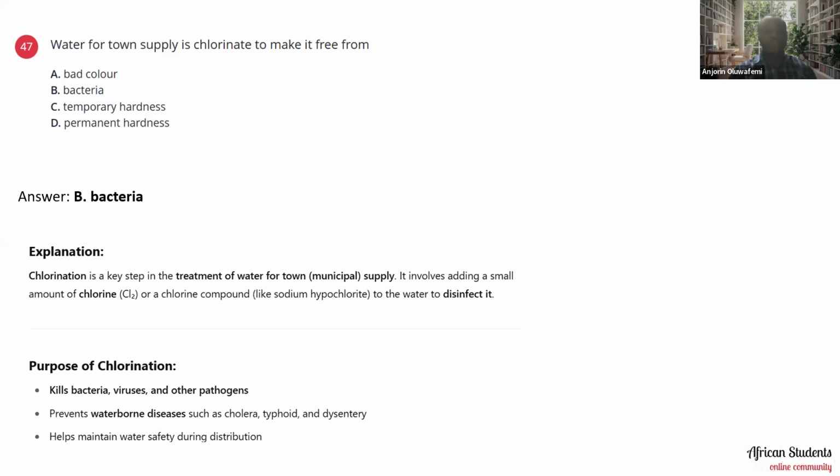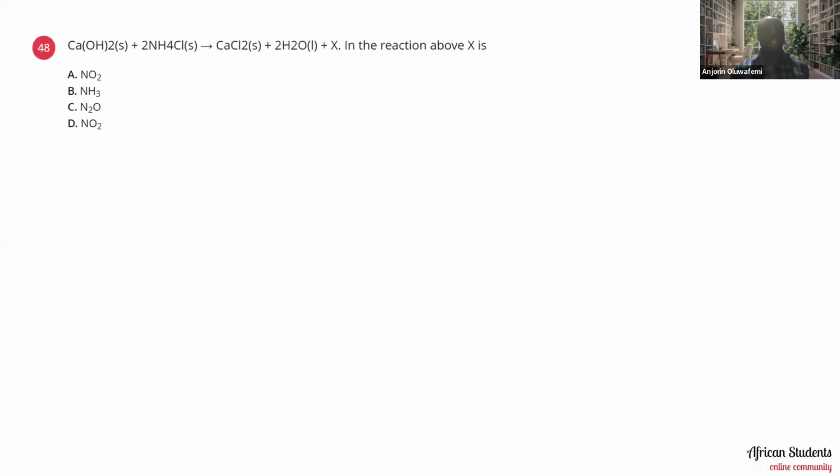It involves adding a small amount of chlorine or a chlorine compound like sodium hypochlorite to water to disinfect it. So the purpose of chlorination includes to kill bacteria, viruses, and other pathogens, to prevent waterborne diseases such as cholera, typhoid, and dysentery, and also to help maintain water safety during distribution.